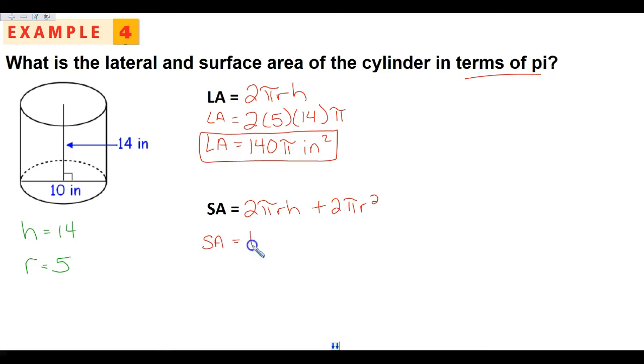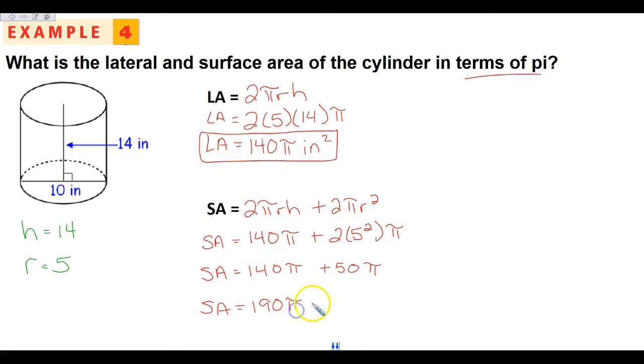So my 2 pi rh we just found was 140 pi. Plus 2 times my radius, which is 5 squared. 5 squared is 25, times 2 is 50. So we're going to have 140 pi plus 50 pi, which is going to give me a total of 190 pi. And again, we are in inches squared.